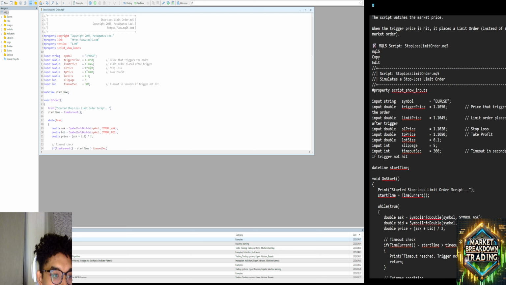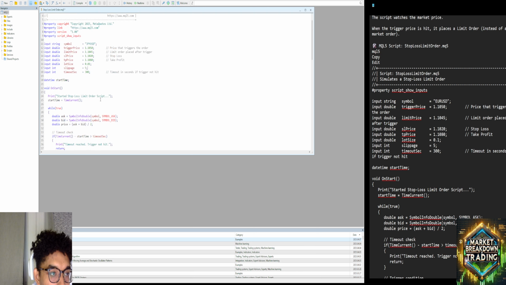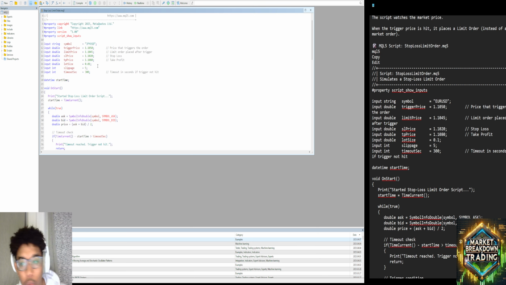Then you have the stop loss, which automatically executes a market sell order if the price dips below this level, and then it also has a take profit level, which executes a market sell order at this price. We have the lot size and slippage. Not 100% on this one, so I have to go back. Maybe I'll do another video just running through this code, but we'll just save this script.